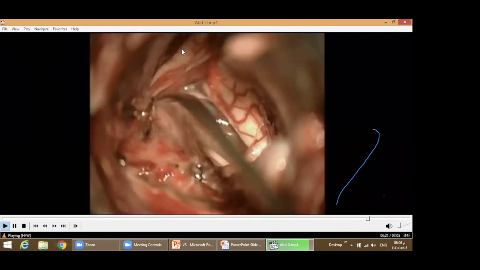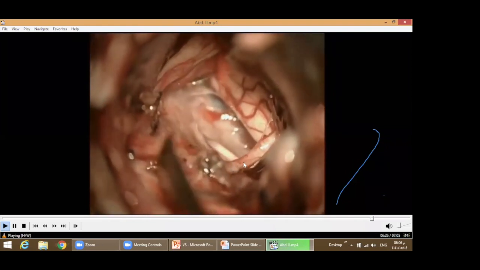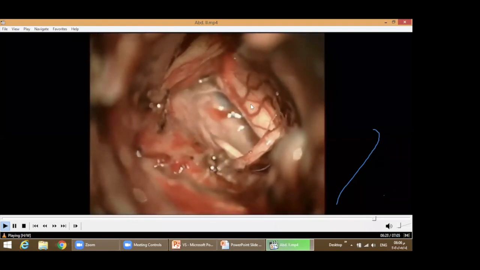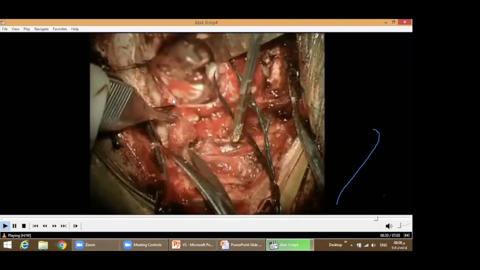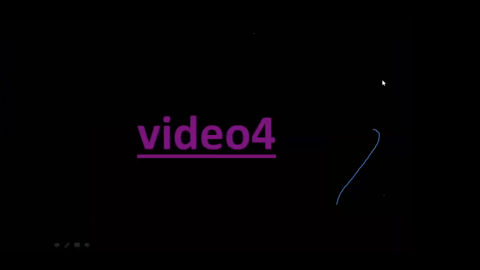This is the trigeminal nerve, and this is the facial nerve, and this is the cavity, this is the pons. Okay. Last video.